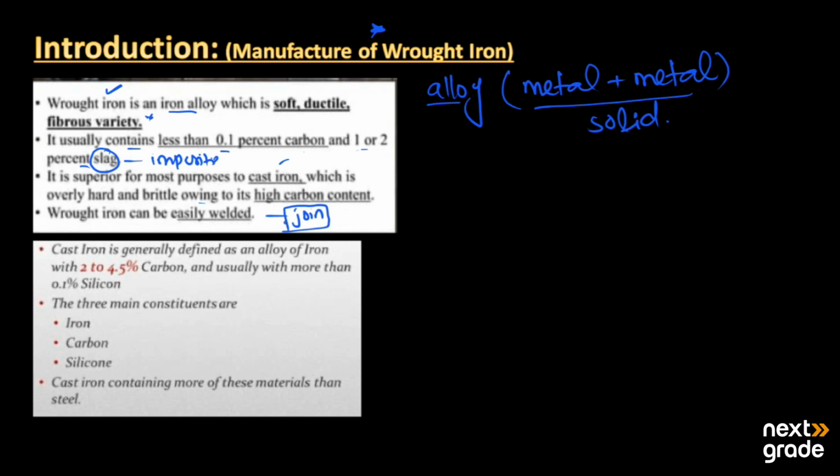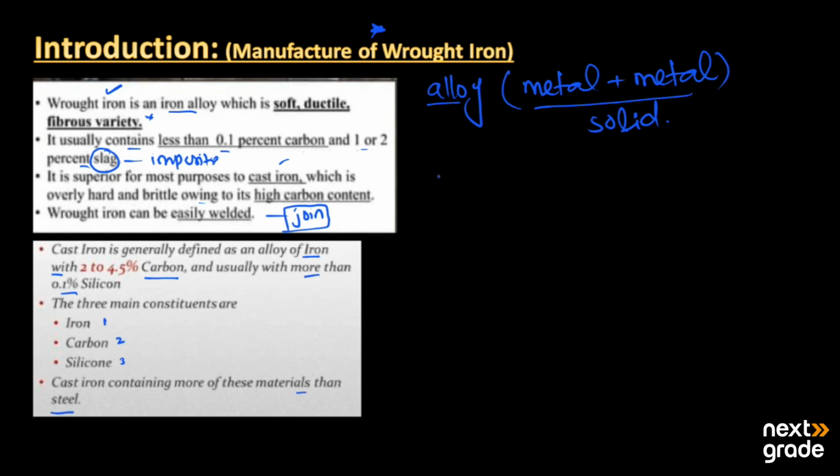Now, what are the main properties of cast iron, and what is the main purpose behind preparing wrought iron from cast iron? Cast iron is generally defined as an alloy of iron with 2 to 4.5% carbon, so too high an amount of carbon is present in it, and usually more than 0.1% silicon. The main three constituents of cast iron are: first iron, second carbon, and third silicon. But cast iron contains more of these materials than steel.